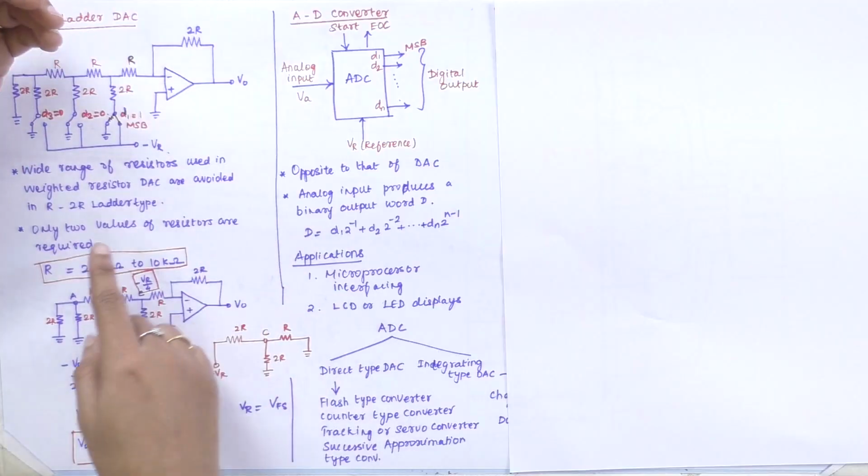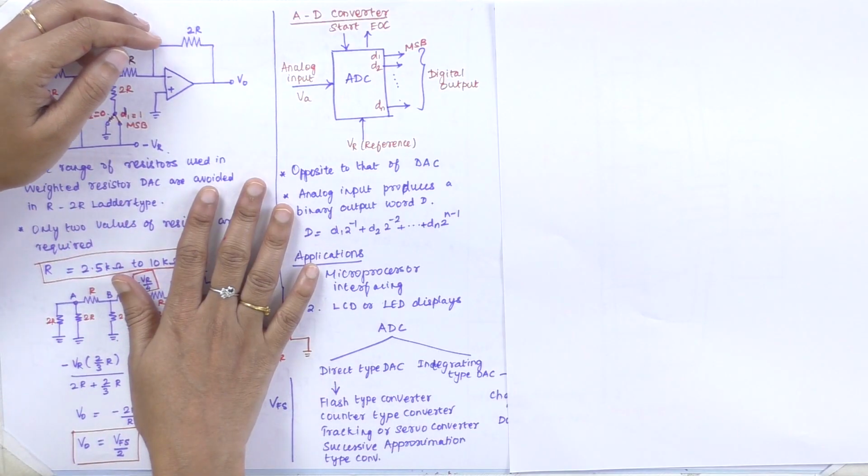In the weighted resistor, every time it multiplies binary factors like 2 power 1, 2 power 2, or 2 power n minus 1 with the resistor value. Whereas in case of R to 2R, we prefer only the values R and 2R. In that, R should be in the range of 2.5 kilo ohms to 10 kilo ohms. Coming to the topic analog to digital converter.